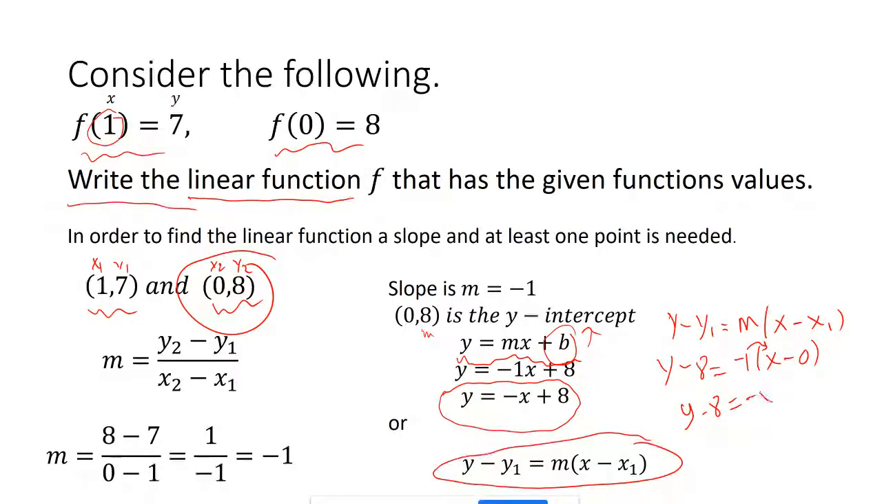Distribute the -1. -1 times -0 is going to be 0. And then I'm going to add 8 on both sides. So y is -x plus 8. Okay, so either option is going to be okay. Any questions on this one?